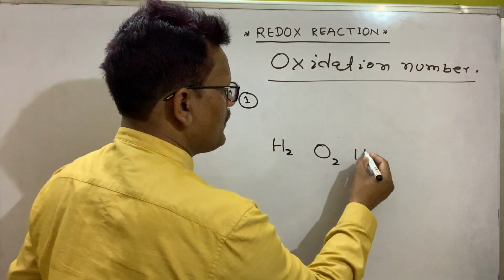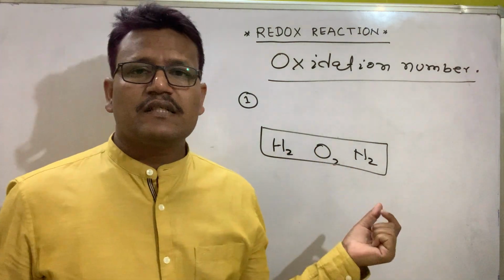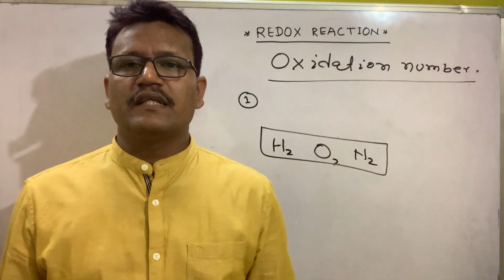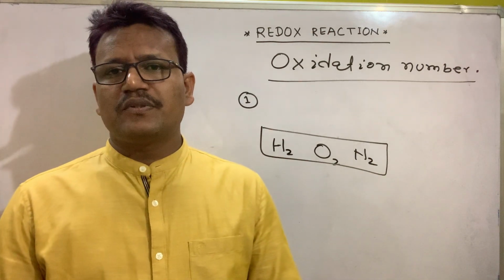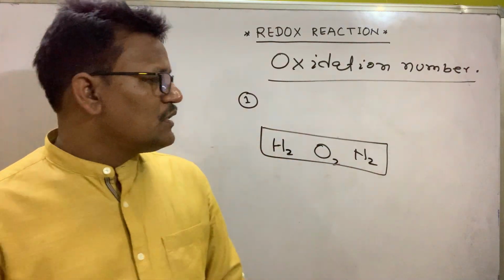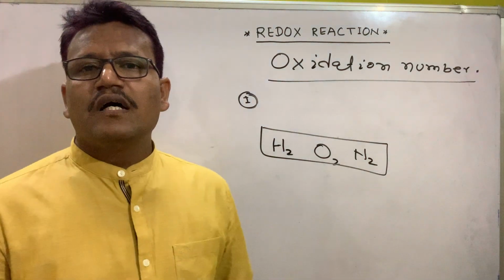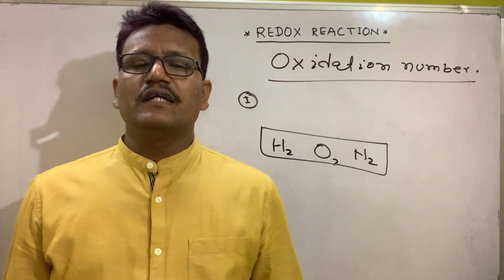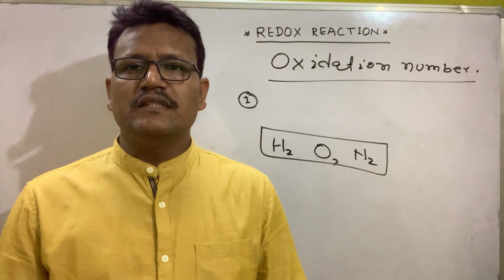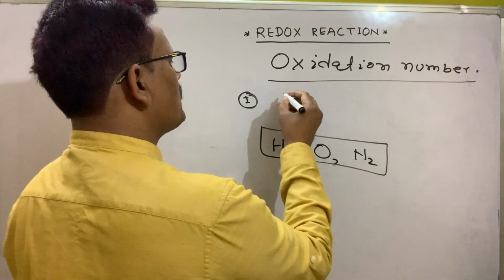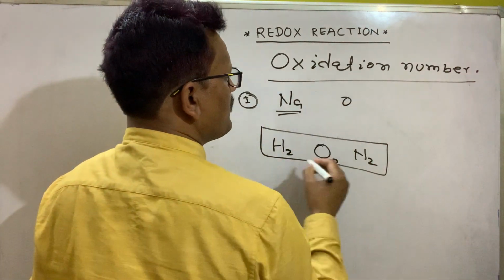Similarly, we have O2, N2. This type of state is known as self-combined state, where identical atoms, similar atoms are combined together to form a molecule. So the first rule we have to remember is that the oxidation number of an element in free state as well as in self-combined state is 0. That is, if sodium is in free state, its oxidation number will be 0.